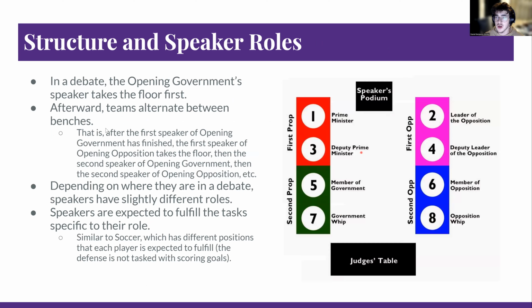So how does this work? What's the ordering? What is British parliamentary in terms of structure? How does this formal debate play out? In a British parliamentary debate, the opening government speaker takes the floor first. Afterwards, teams alternate between benches.